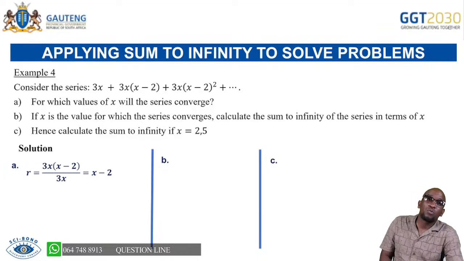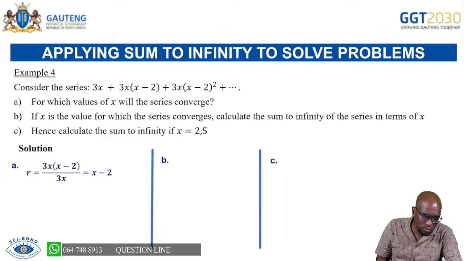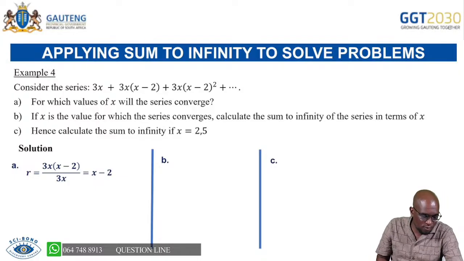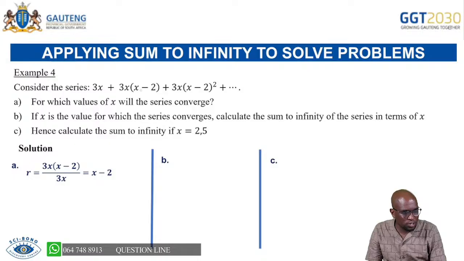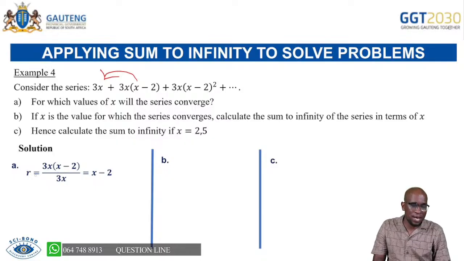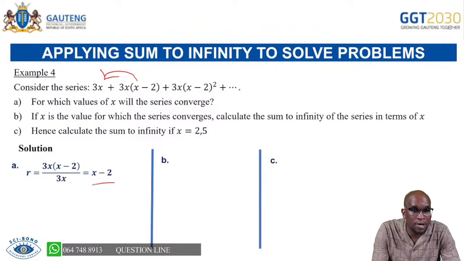The first one, we are going to express R in terms of x so that we can check the values for which the series will converge, which means that we divide T2 by T1, and then from there we get that this is 3 into x minus 2 divided by 3x. That gives us R is equal to x minus 2.